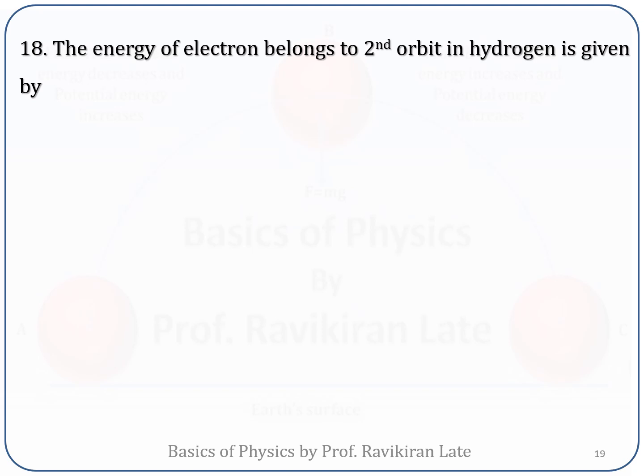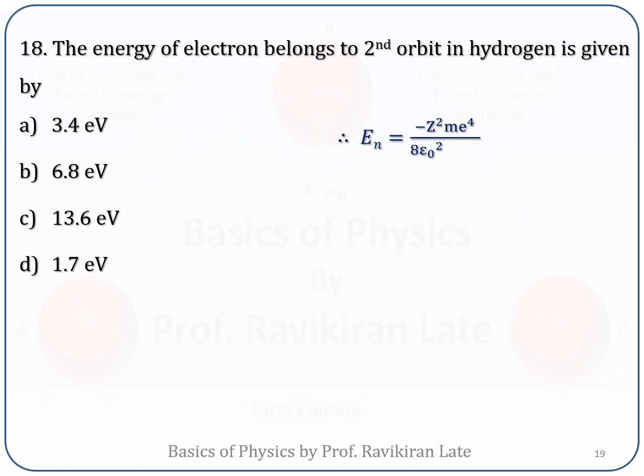Next question: the energy of an electron in the second orbit of the hydrogen atom is given by which option? The options are 3.4, 6.8, 13.6, 1.7 electron volts. We know that the energy of a hydrogen atom with the help of Bohr's model is given by minus Z squared m e to the power 4 upon 8 epsilon squared n squared h squared. We derived this formula in our theory lectures, and it simplifies to minus 13.6 upon n squared electron volt. Here the second orbit has been asked, so the value of n will be 2.